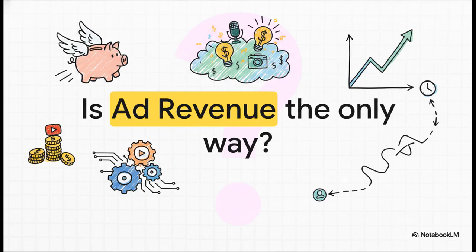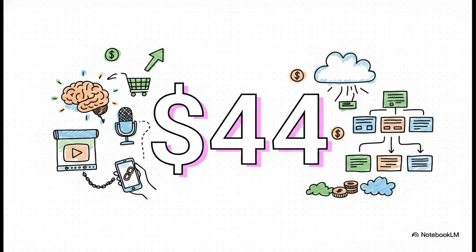A lot of new creators think they have to grind for months, wait to hit the YouTube Partner Program thresholds of subscribers and watch hours, and literally wait to see a single dime. But the source material completely flips this on its head. $44. That right there is the exact dollar amount of a single commission from our source's alternative monetization strategy, affiliate marketing.